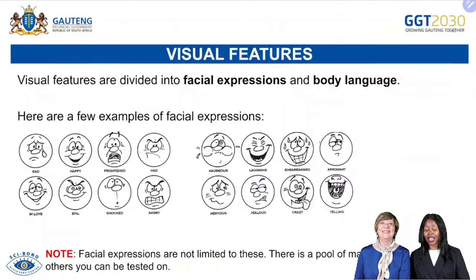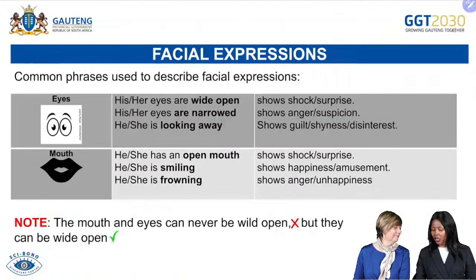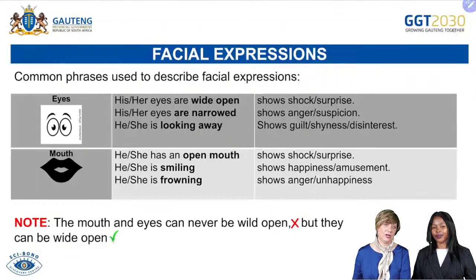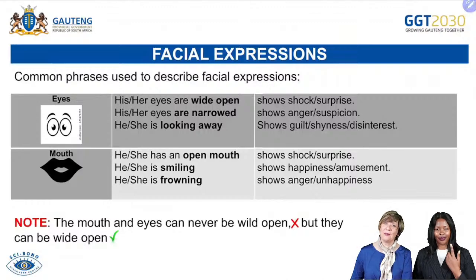Now, facial expressions are not limited to just these that we've provided you. There is a pool of them that you can be tested on. What is important for you is the ability to use the right words to explain or to describe what you see on those visual features or visual pictures. Now, so always remember in the exam, you can't use the phrase facial expression. You have to be very specific. So when we talk about the facial expression, we need to talk about the eyes and the eyebrows working together, and of course the mouth.